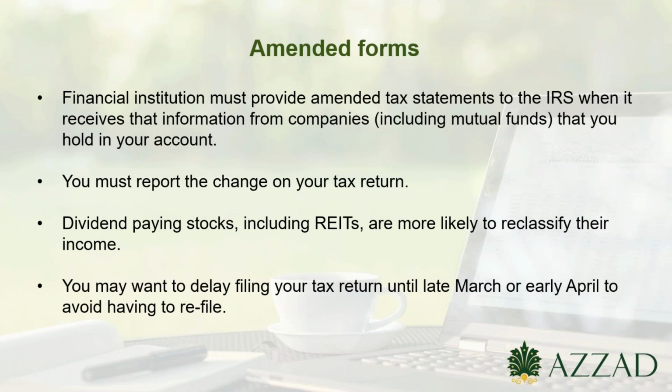Throughout the process, you'll want to make sure your 1099 hasn't been amended. We briefly mentioned earlier that your tax statements may be corrected or amended due to income reclassification. Your financial institution receives income reclassifications and other similar adjustments from companies that issue stock or mutual funds after year-end statements have been processed. Under IRS regulations, your financial institution must provide amended tax statements and report the updates to the IRS when it receives that information from companies, including mutual funds, that you hold in your account. You must report the change on your tax return. We recommend you work with a qualified tax professional to determine how these changes may affect your tax return.